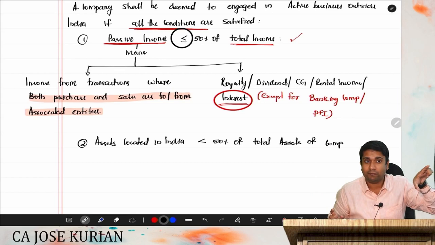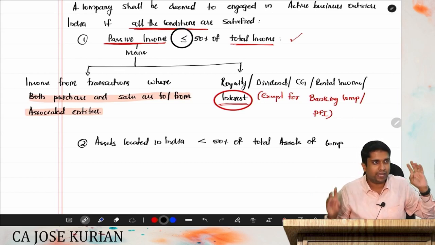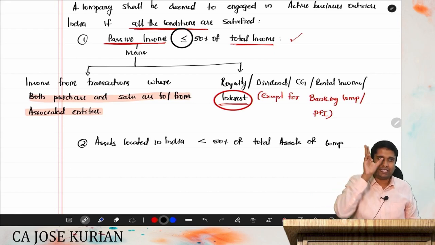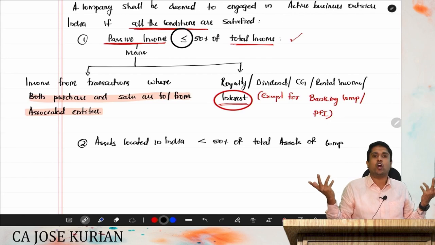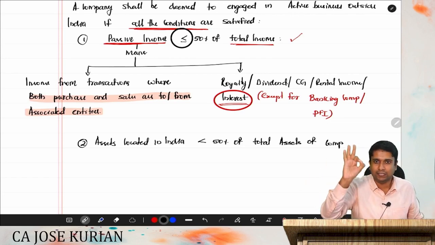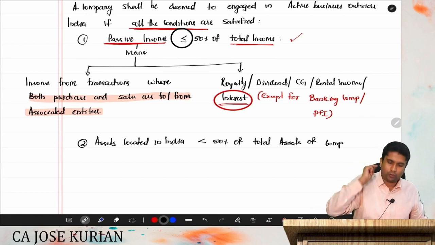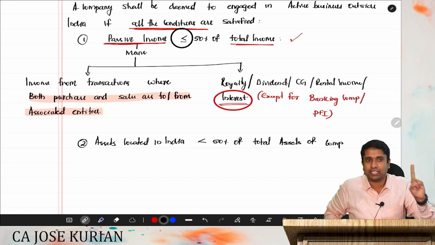What was POEM? The place where key management and commercial decisions are actually made. So, we determine this POEM only if it is a foreign company, because Indian companies are always Indian residents. We don't need to determine POEM for an Indian company. Now, for determining active business outside India, what is the first condition?